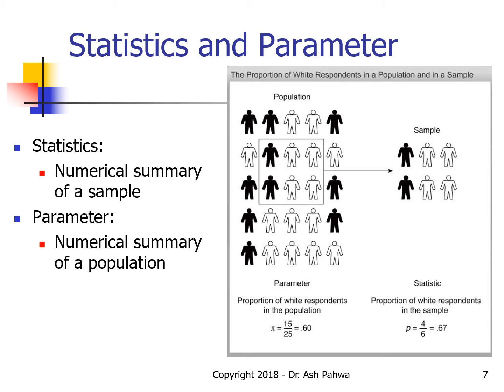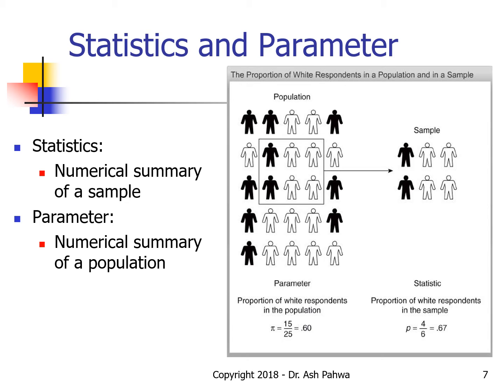So now let us try to understand the relationship between statistics and parameter. Statistics is the science where we study the variation in the data. It is also referred to as the numerical summary of a sample. Now suppose we have a population and then we take a sample from it. Next, suppose one of the statistics that we are going to compute is the mean, or it could be the proportion. So now in this particular image that we are looking at, we are trying to find out what is the proportion of the white respondent in the sample.